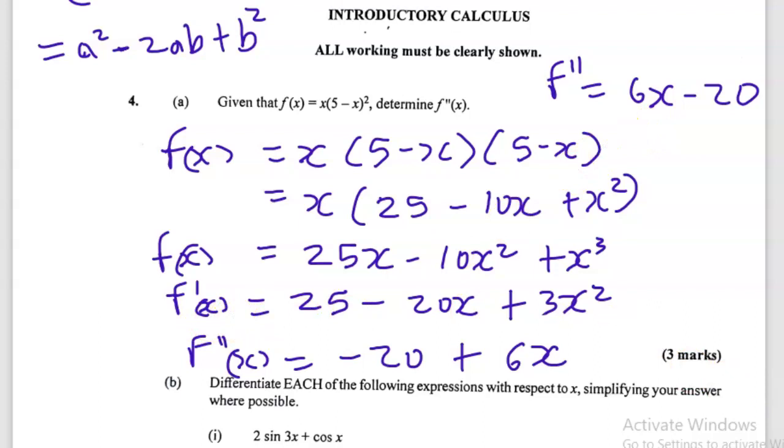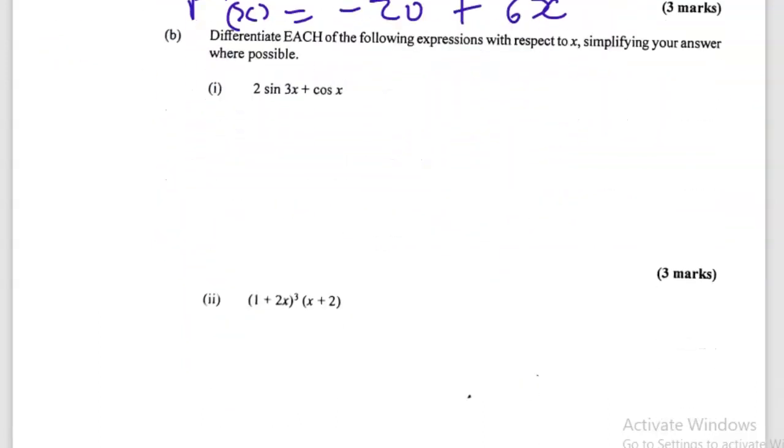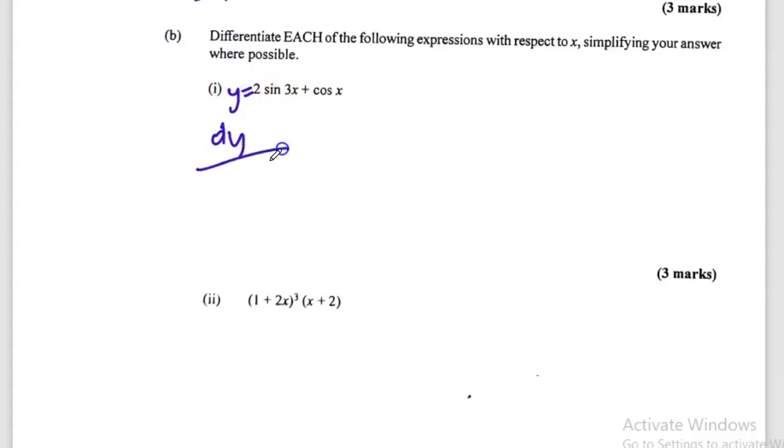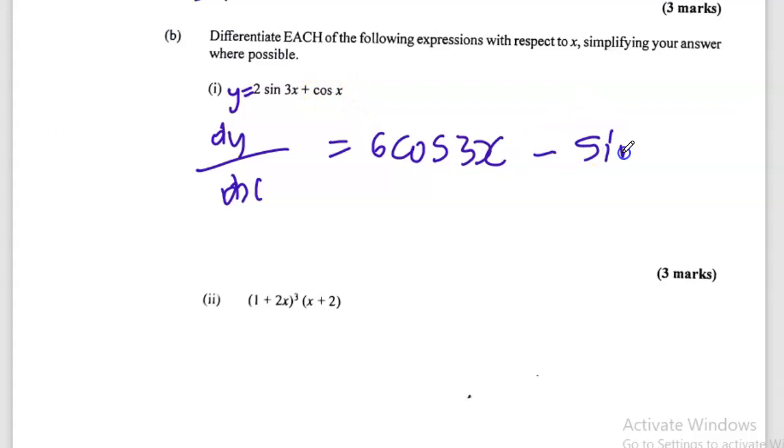Next, differentiate each of the following expressions with respect to x. So I'm just going to let this be equal to y. So dy by dx would be equal to: differentiate 2 sine 3x, differentiate 3x, we get 3, multiply it to the front, so we end up with 6 cos 3x. Differentiate sine, I get cos, and differentiate cos x, you get minus sine x.